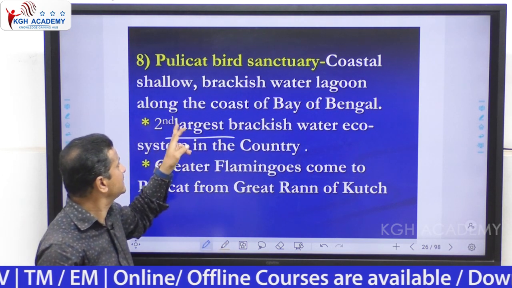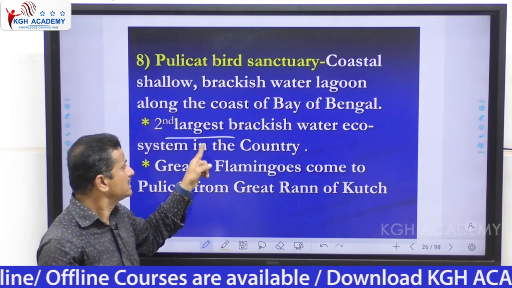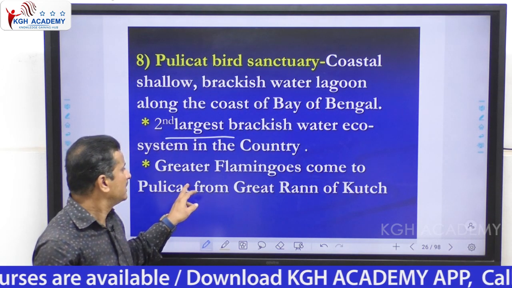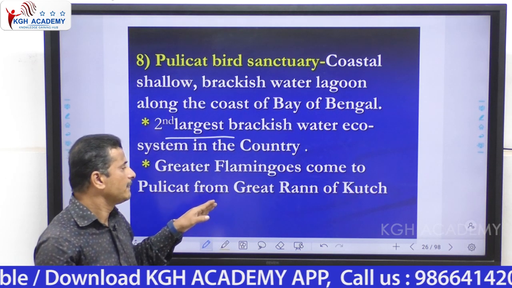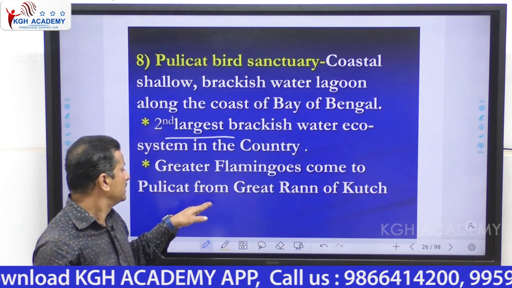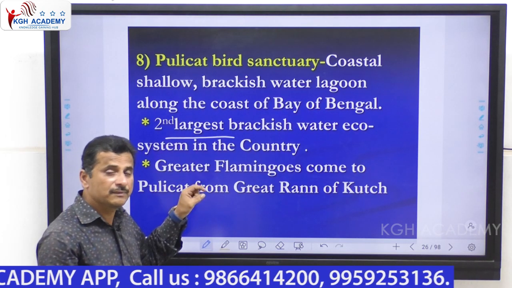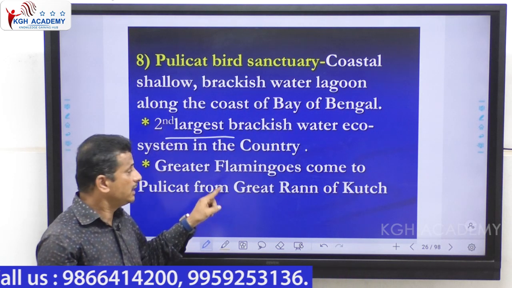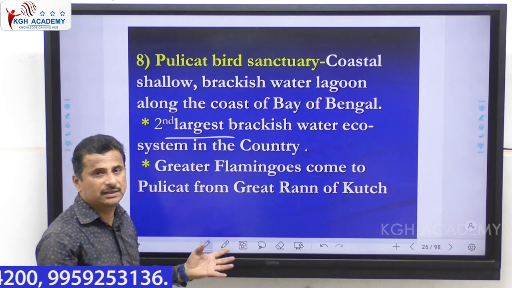Here the specialty is that it is present along the Bay of Bengal, and it is the second largest brackish water ecosystem in the country, and greater flamingos come to this area from the Great Rann of Kutch. From the Great Rann of Kutch they enter this Pulicat Bird Sanctuary, that is, the lake area.